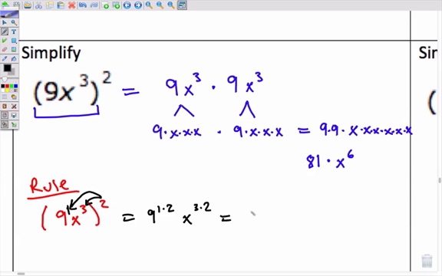All right? And that gives you 9 squared. 3 times 2 is 6. 9 squared, we can figure out, that means 9 times 9, which is 81. So it's 81 x to the 6th, same as what we got above.